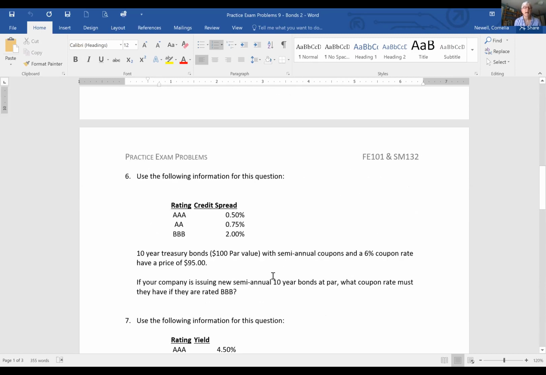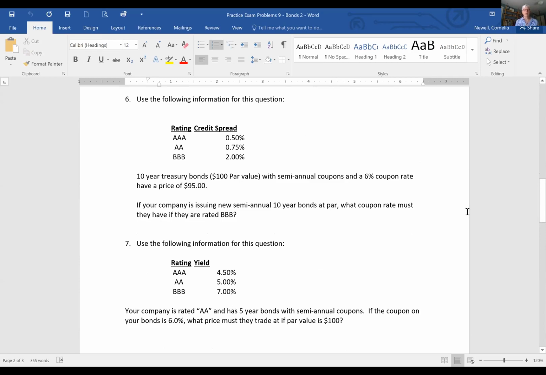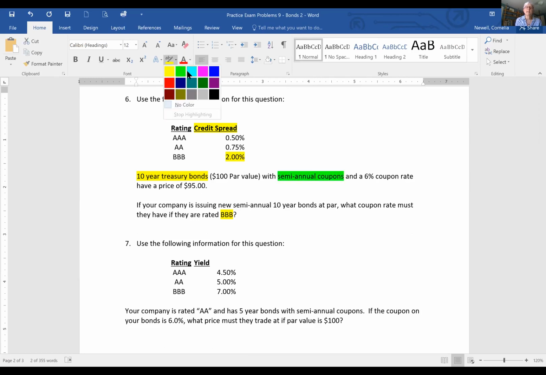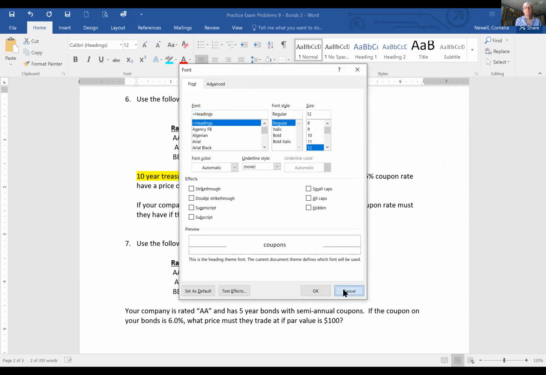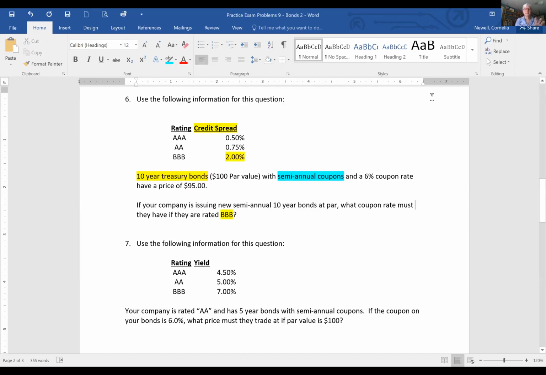The second page is 2 corporate bond problems. In one of them, we give you the credit spread, so you need to figure out the default-free rate by looking at the treasury bonds. In this particular case, this is a BBB company, so you're going to define that default-free rate and add 2%. This is a semi-annual bond, so you're going to have to think about all of those adjustments.